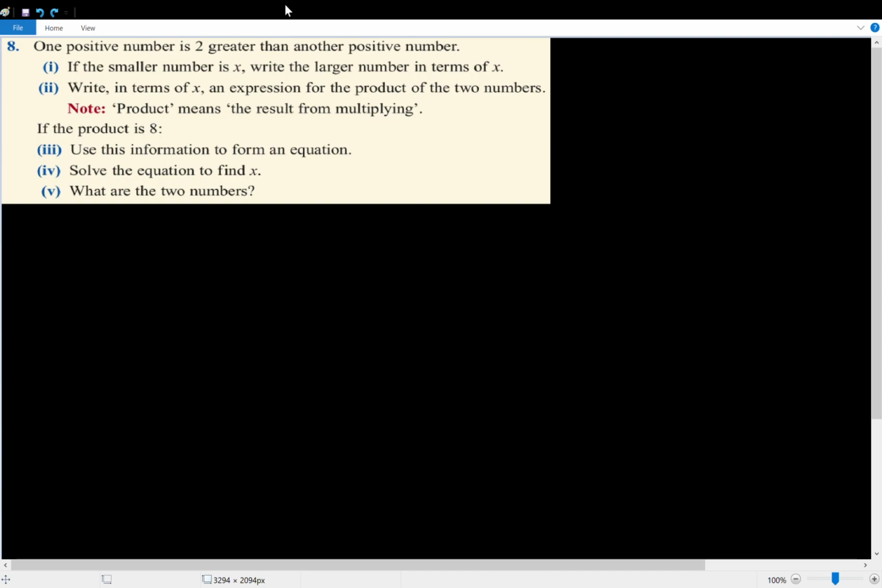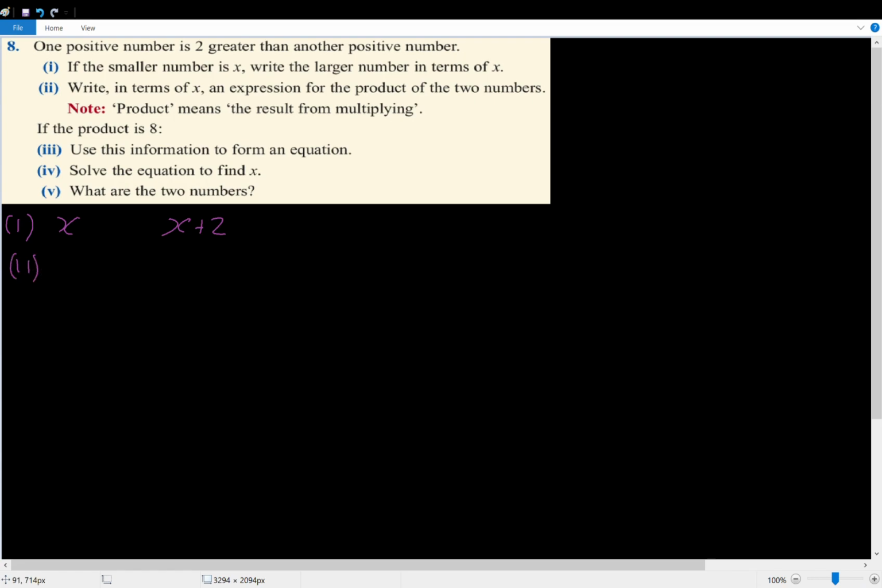This is question 8 from exercise 35.3 in Project Maths 1. One positive number is 2 greater than another positive number. For part 1 of our question, we're asked to write the smaller number as x, and then write the larger number in terms of x. If the smaller number is x, then the larger number is going to be x plus 2, because that is 2 greater than x. That was nice and straightforward.